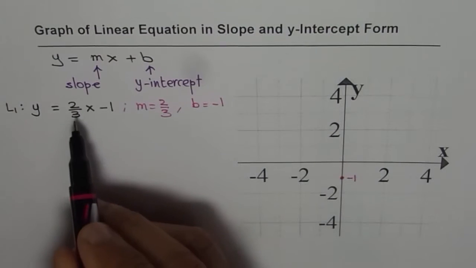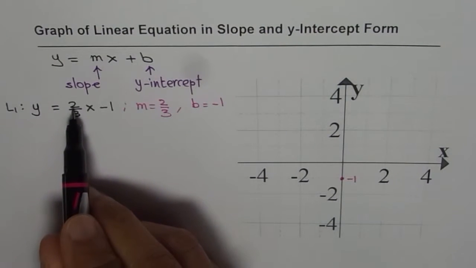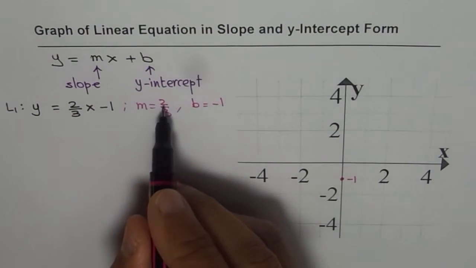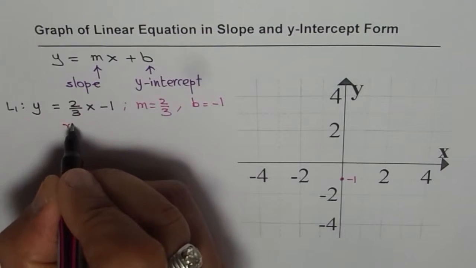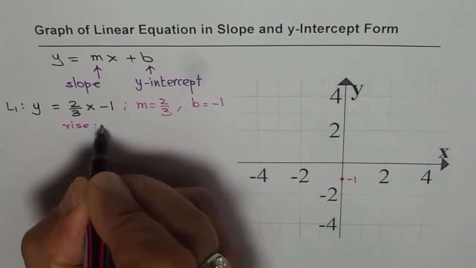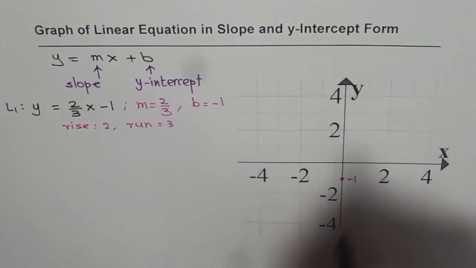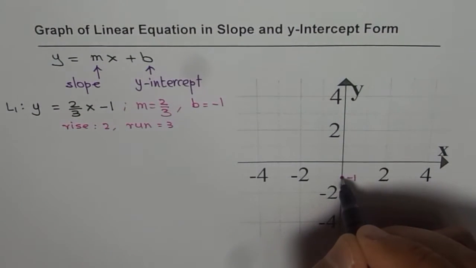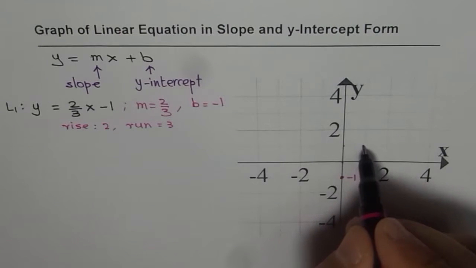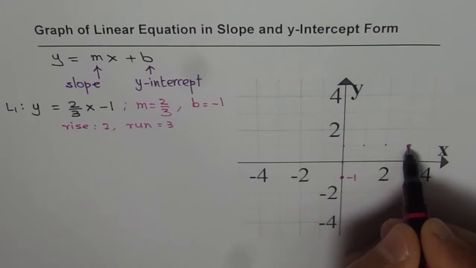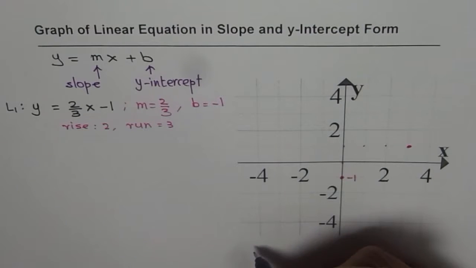And now slope is 2 over 3. Slope means rise over run, right? So rise of 2 and run of 3. That is what it means. It means rise equals 2 and run equals 3. So that means we can go up, rise 1, 2 and run of 3 means 1, 2, 3. So we get the second point. Joining these 2 points, we can sketch.